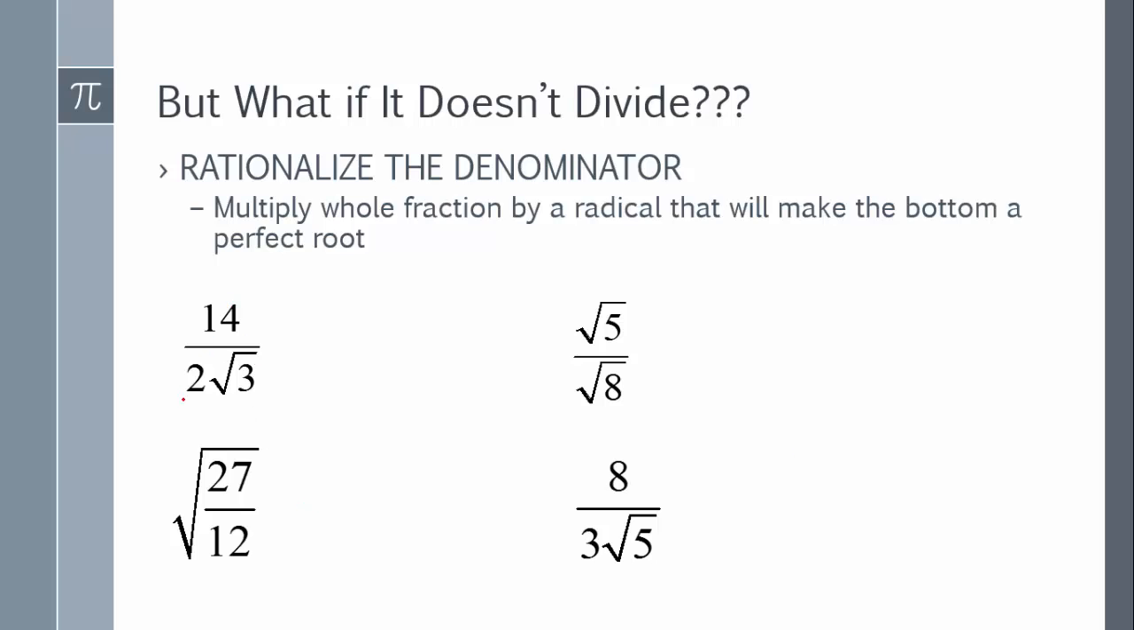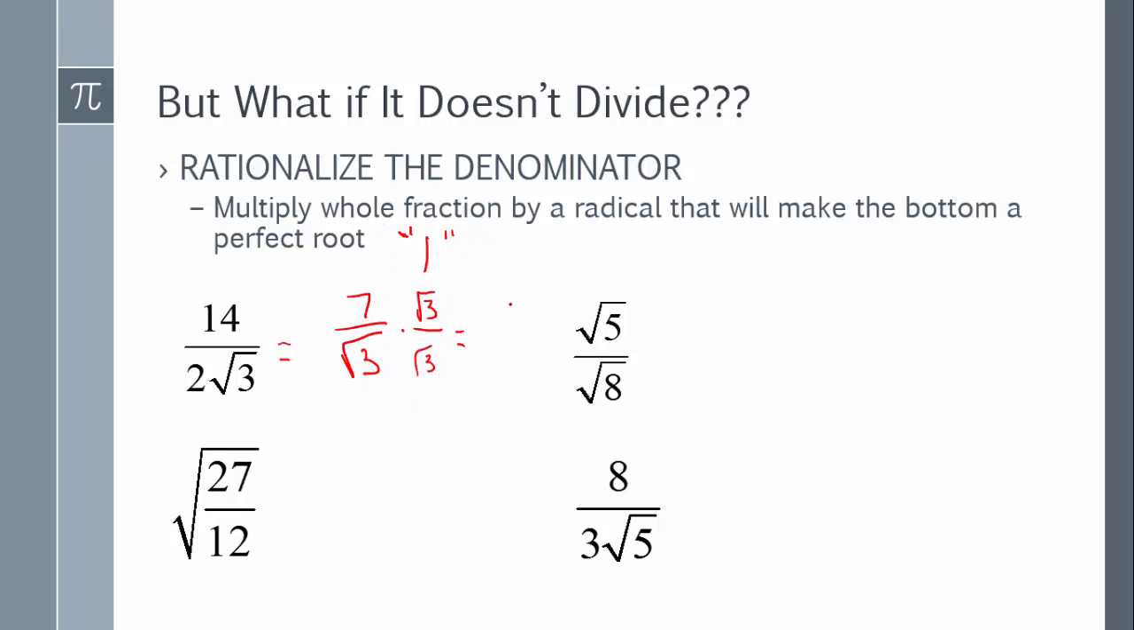So for the first one, I've got 14 over 2 root 3. Well, the outside numbers can still reduce, so we'll do that first. We get 7 over root 3. But my final answer here has a radical. So to get rid of that, I multiply top and bottom by square root 3. Okay, I can do that because square root of 3 divided by the square root of 3 is essentially a fancy way of writing the number 1. And remember, from the very beginning of the year, if you multiply a number by 1, it keeps its value, the identity property. That's what we're doing here.